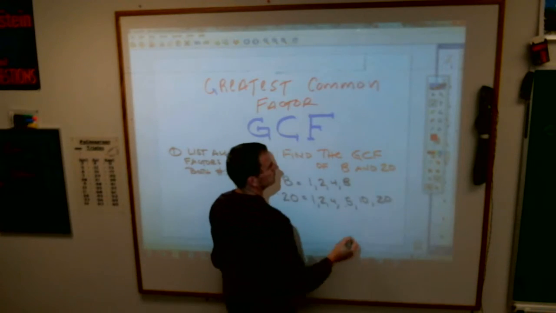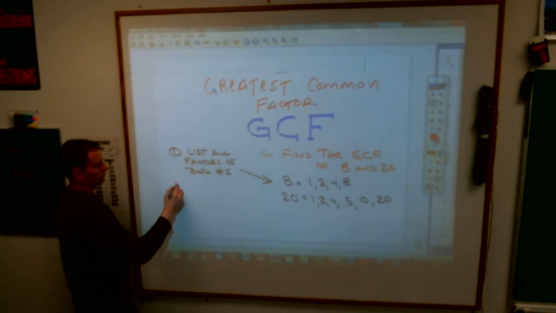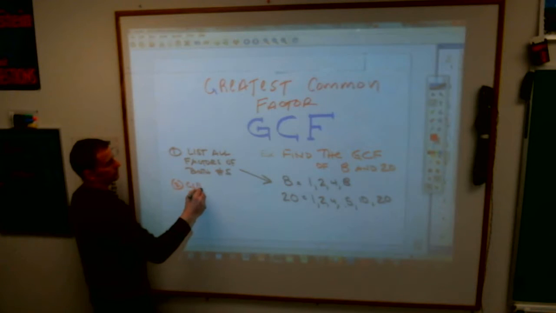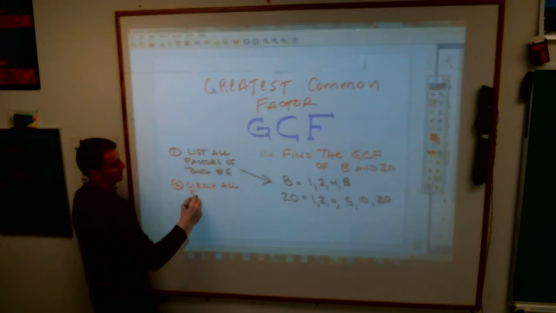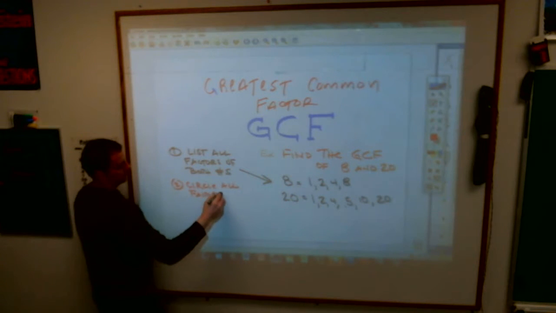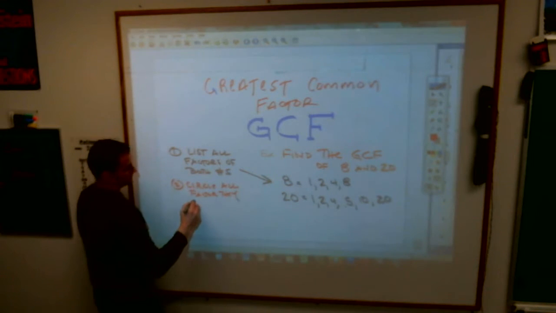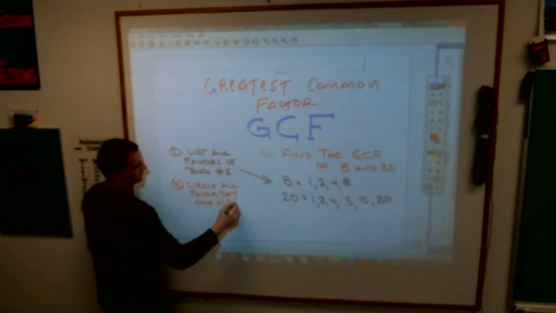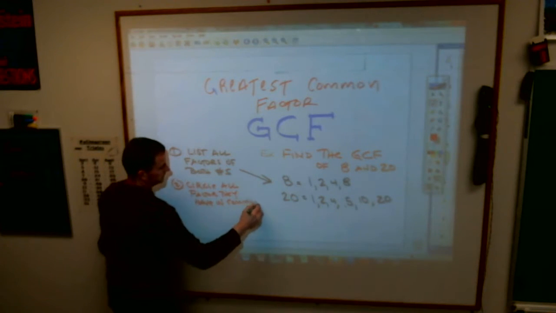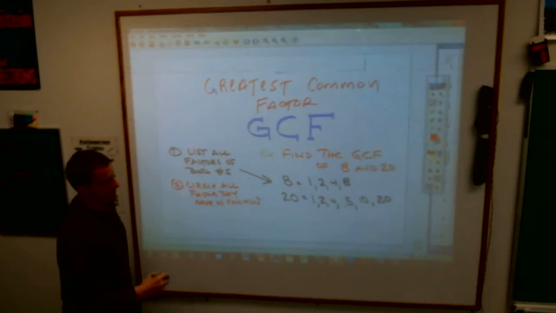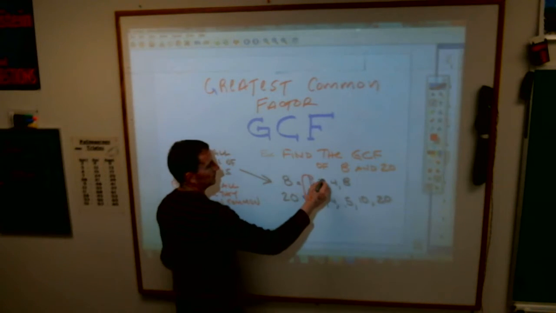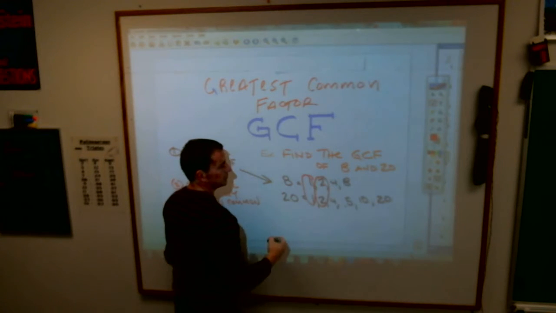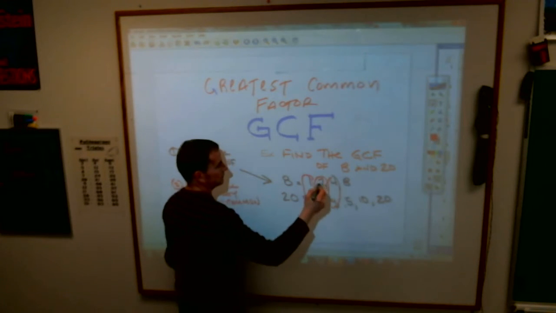Step number 2 is to circle all factors they have in common. So what factors do they both have? Well, these both have 1 as a common factor. They both have 2's, and they both have 4's.